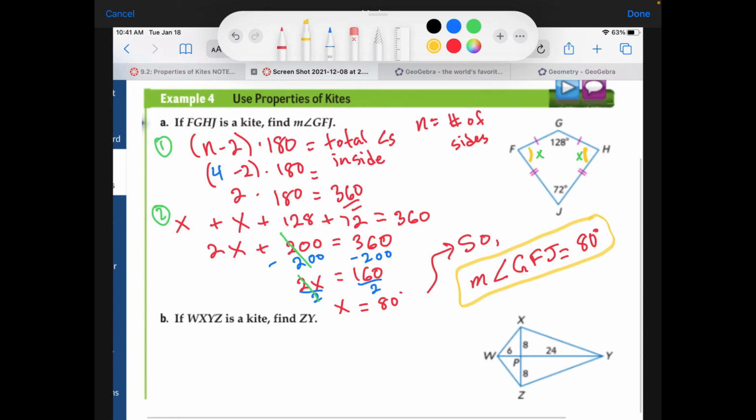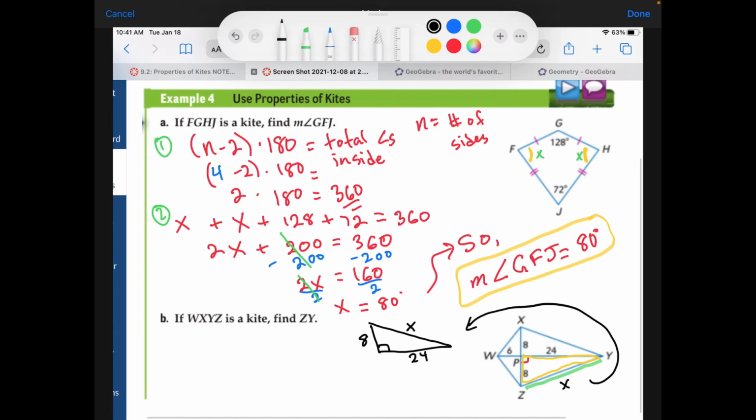It says here that in this kite, they want us to find ZY. So they want me to find the length ZY right here. Well, if we remember that these diagonals intersect at a 90-degree angle, we can see here that we have a right triangle. You see, triangles are a part of every shape. So here's one, a triangle that we can use here. And if I redraw this triangle, that's going to give me this. So my short leg is 8. They want me to find the hypotenuse, that longest side, and they gave me that long leg, 24.